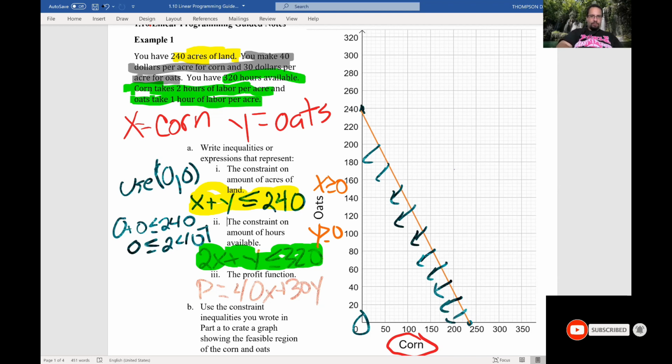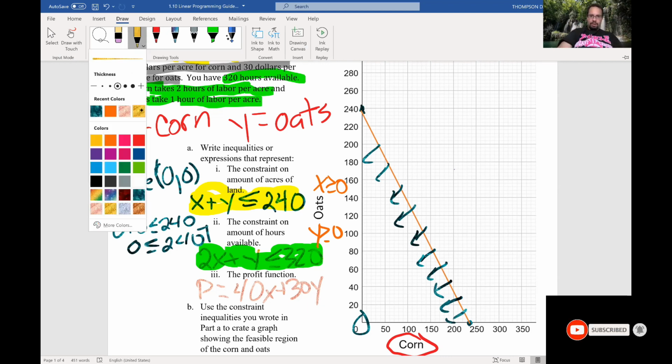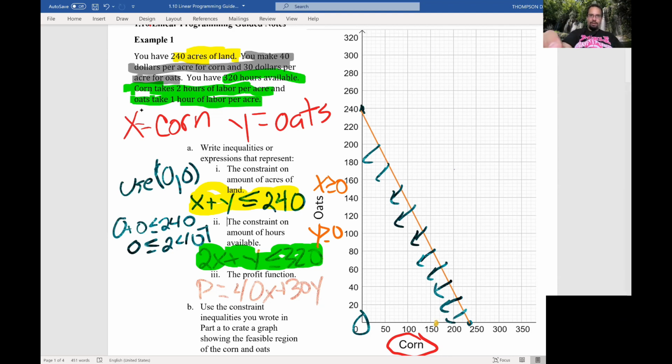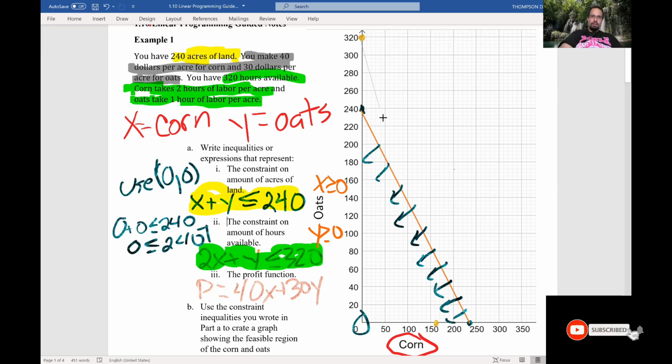Now we have our hours constraint. That's 2x plus y is less than or equal to 320. On our x-axis, 320 divided by 2 would be 160. So 160 is about there. And then on the y-axis, we have 320. And then we're going to draw a line in between these 2 points. And let's make that a little bit thicker.